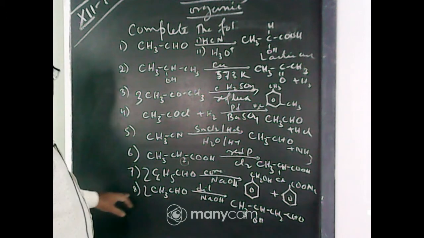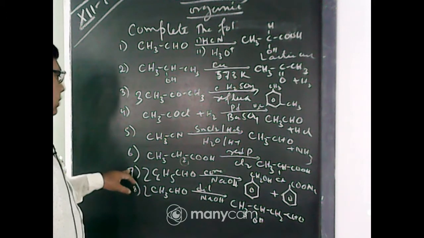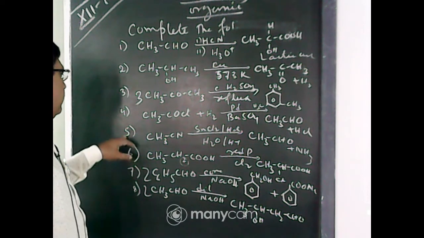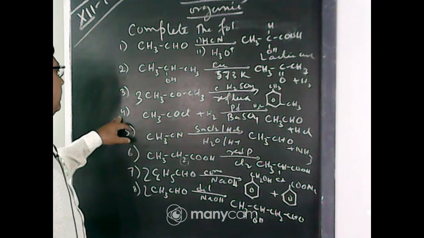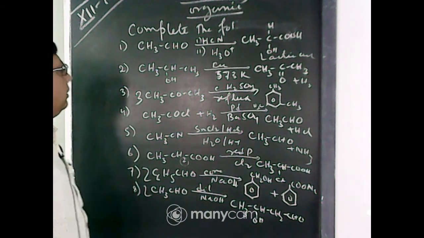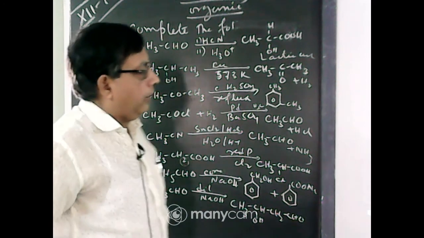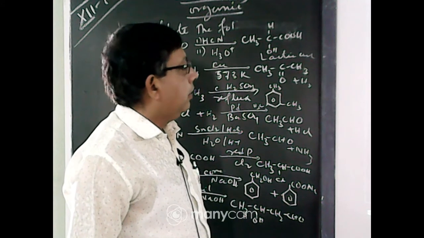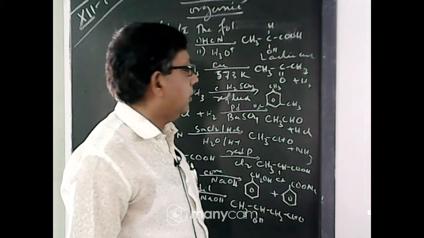So these are some important name reactions. This is known as aldol condensation. This is called the Cannizzaro reaction. This is the Hell-Volhard-Zelinsky reaction. This is Stephen reduction, and this is Rosenmund reduction. Any problem about this?